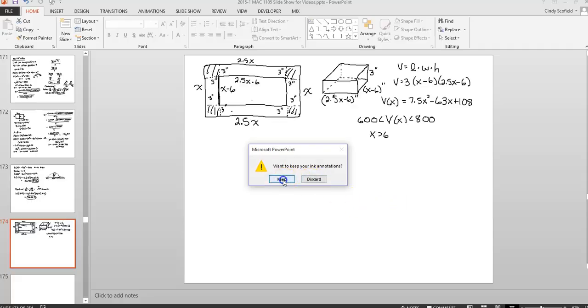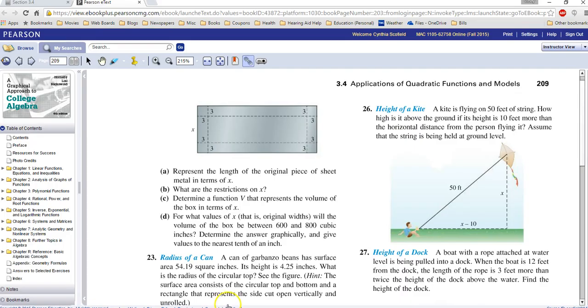All right, 2 more to go. Next one. It's found on page 209, number 26. Height of a kite. A kite is flying on 50 feet of string. How high is it above the ground, if its height is 10 feet more than the horizontal distance from the person flying it? Assume that the string is being held at ground level. Okay, so ground level, 50 feet of string to the kite.